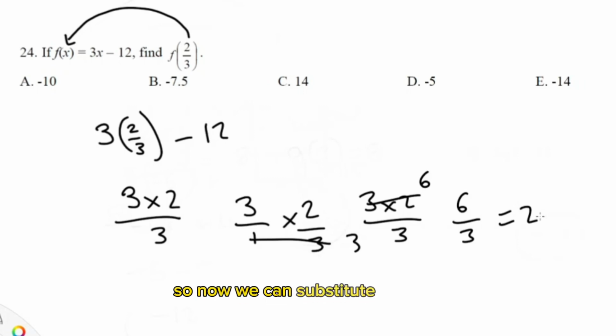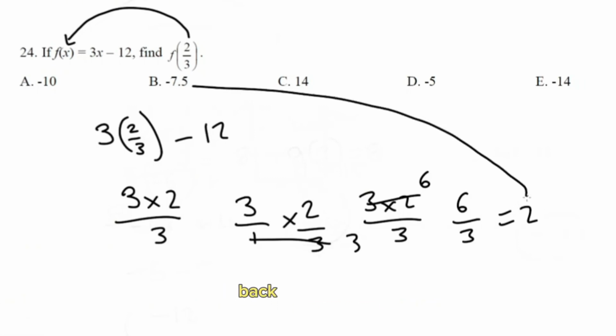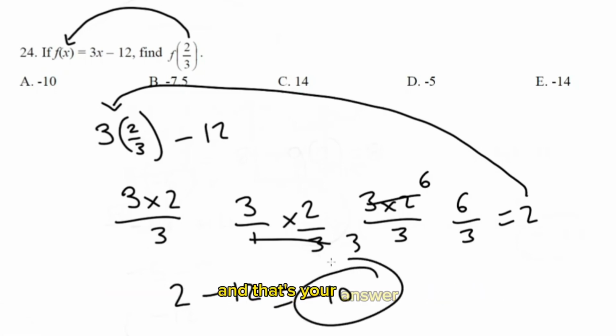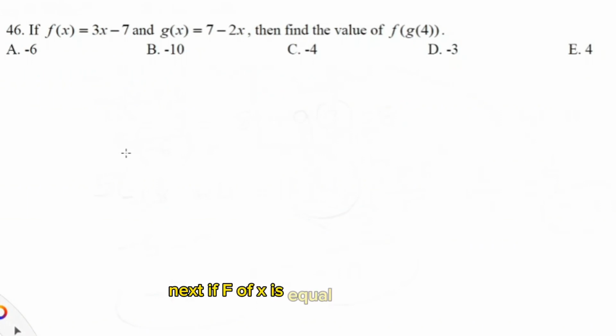Alright, so now we can substitute this 2 back in right here. So it becomes 2 minus 12. Alright, 2 minus 12 is just negative 10. And that's your answer. Next, if f of x is equal to 3x minus 7 and g of x is equal to 7 minus 2x, then find the value of f of g of 4.